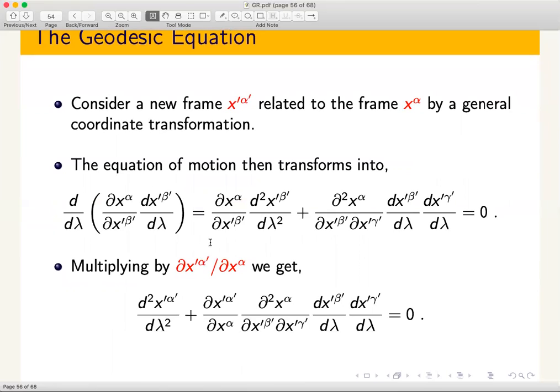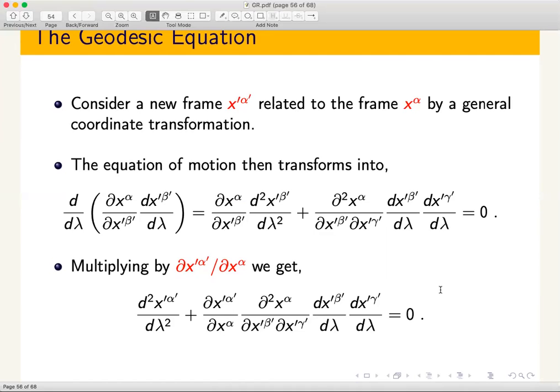If you do that, then you get this expression to be d squared x prime alpha prime by d lambda squared, plus this entire piece multiplied by dx prime alpha prime by dx alpha. So that is how this equation is going to look. Okay, agreed? Are you with me on this manipulation? Yes. Okay.